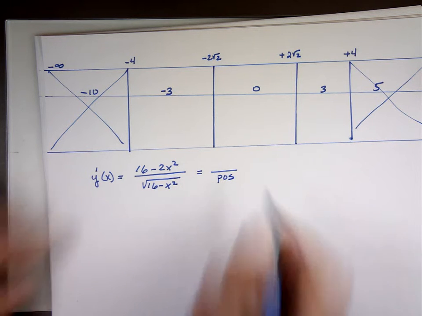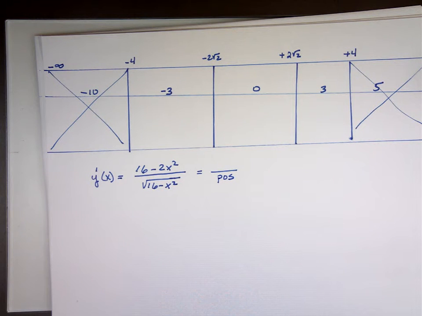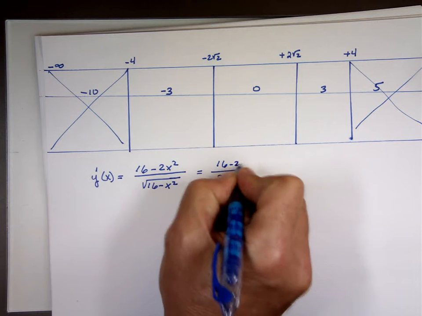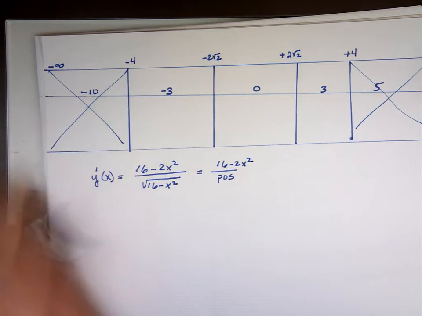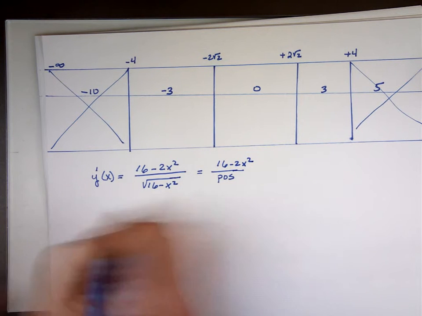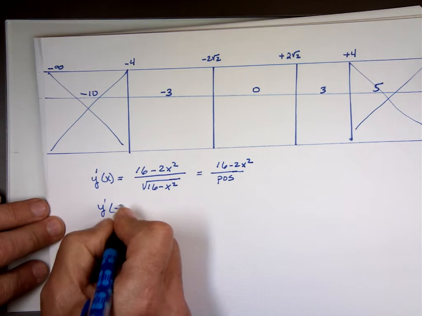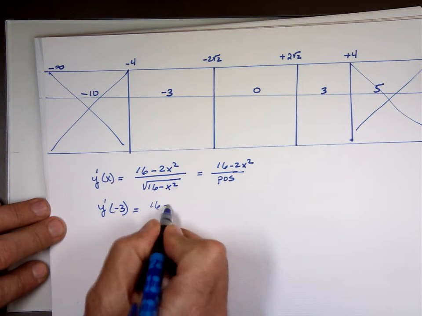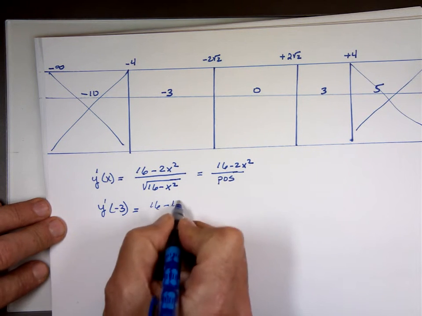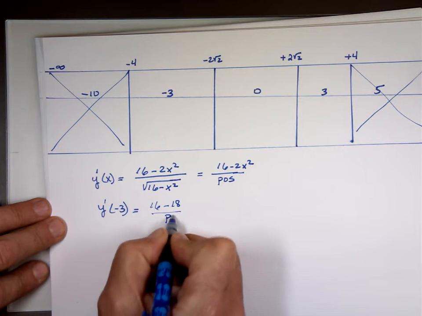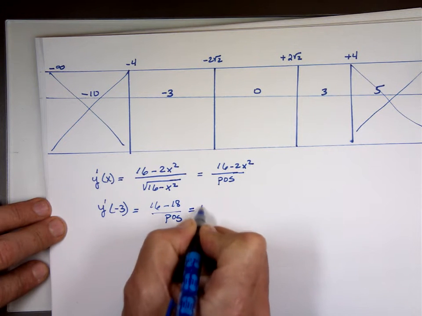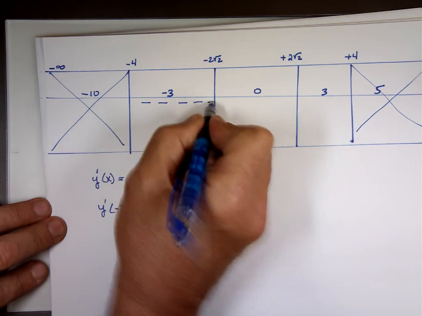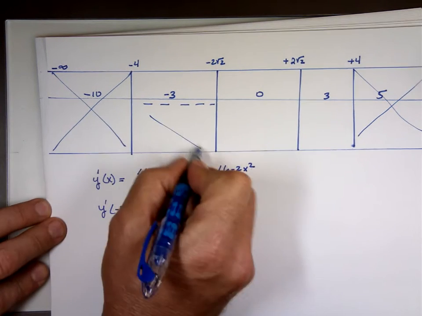It's a square root. So let me test it at this value. When x is negative 3, plug it in. 16 minus what? 9 times 2, 18 over a positive number. Is that positive or negative? That's a negative. That tells me my function is what? Decreasing.